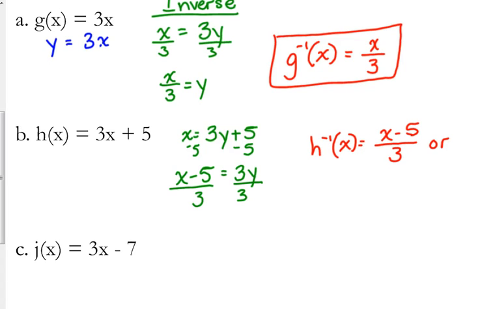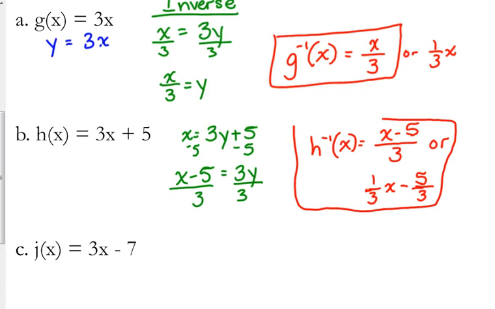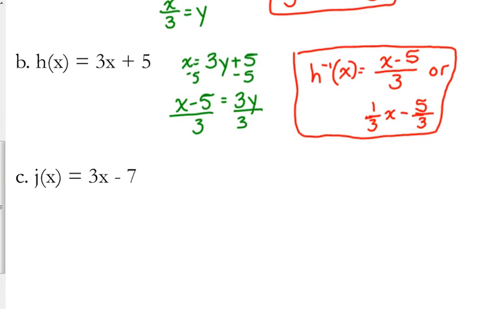Or you may see it written like this, 1/3 x minus 5/3. All that is being done there is that each term in the numerator is being put over the denominator. I forgot to do that on the first one. You may see x over 3 written as 1/3 x. They're the same thing. They're equivalent to each other. You just need to be familiar with both forms. Okay, y'all do j of x there.